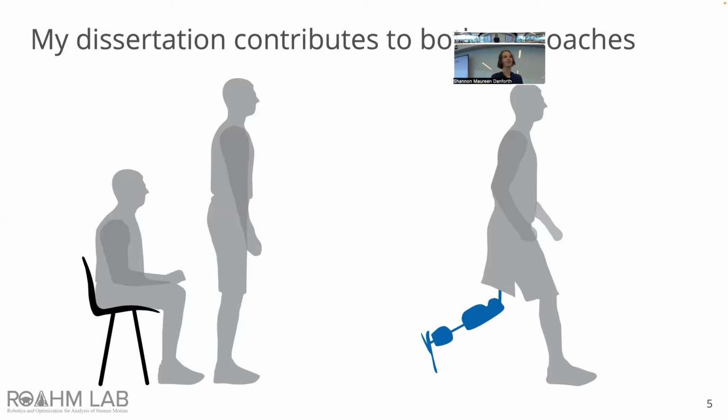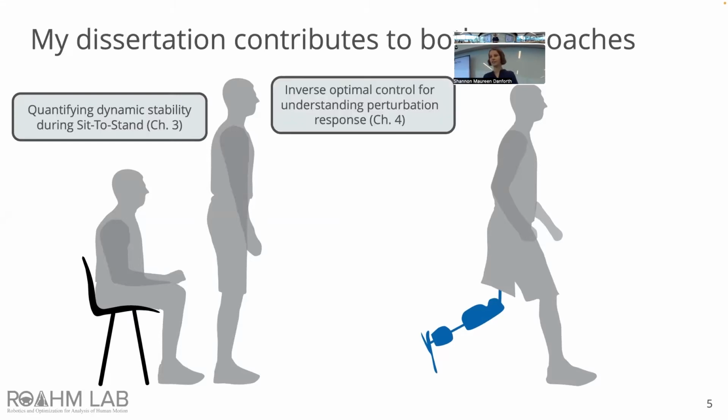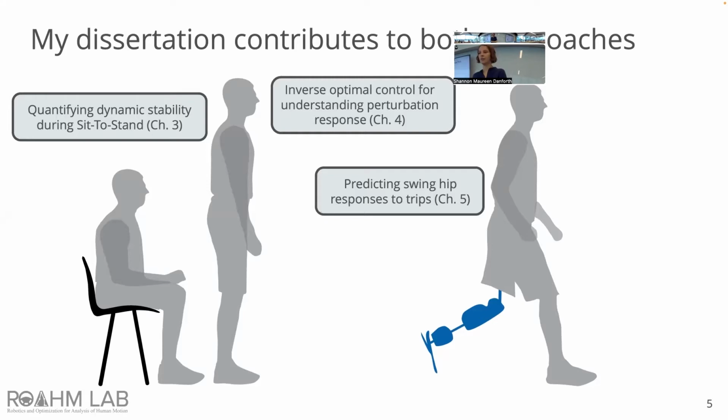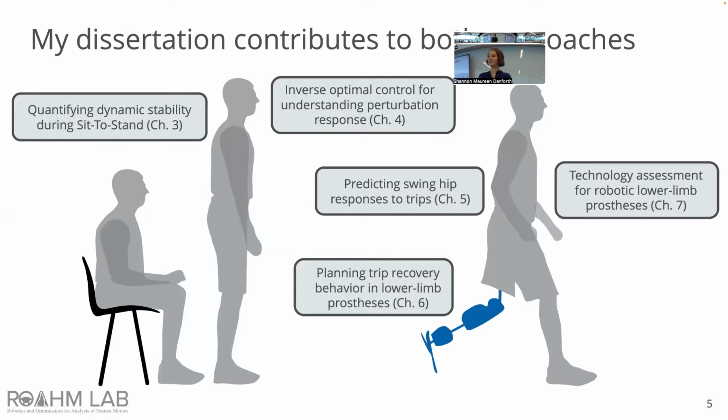So my dissertation contributes to both of these approaches in the following 5 chapters. First, quantifying dynamic stability during sit to stand, using inverse optimal control to understand more about perturbation response during sit to stand, predicting human responses to trips during walking, planning trip recovery behavior in lower limb robotic prostheses, and lastly, a technology assessment for robotic lower limb prostheses.